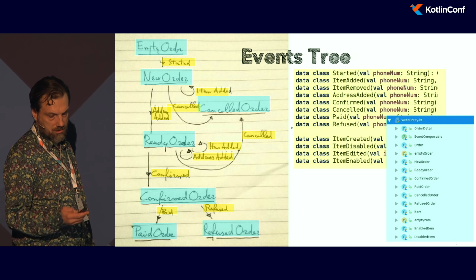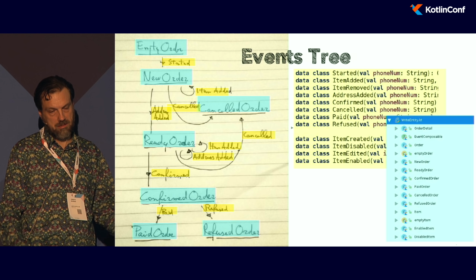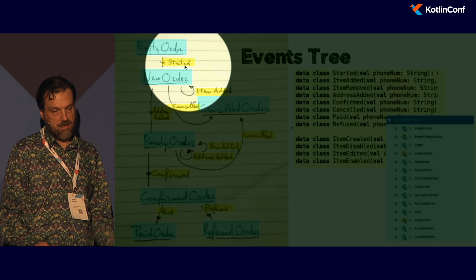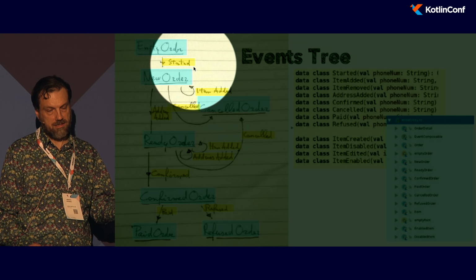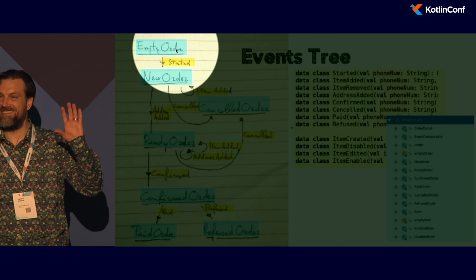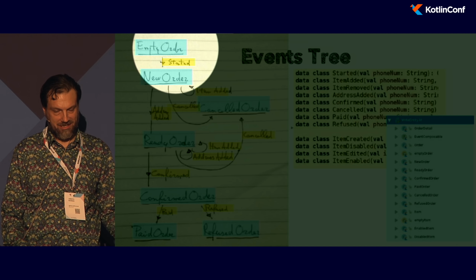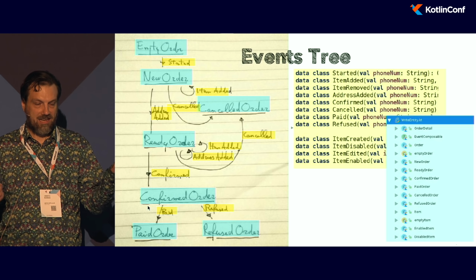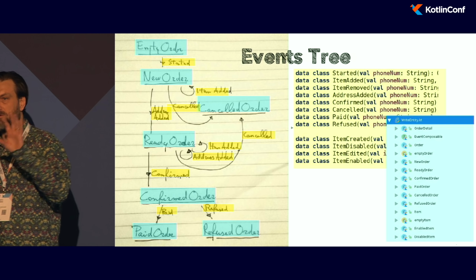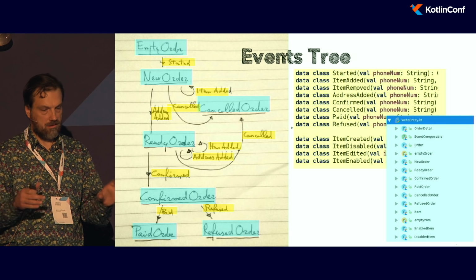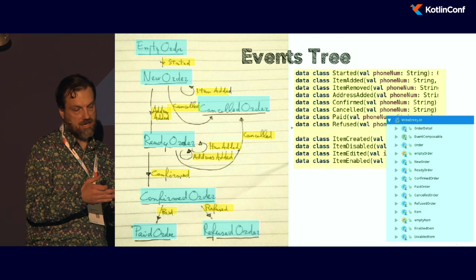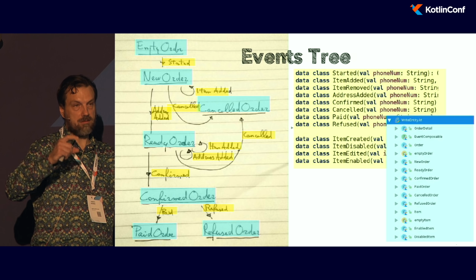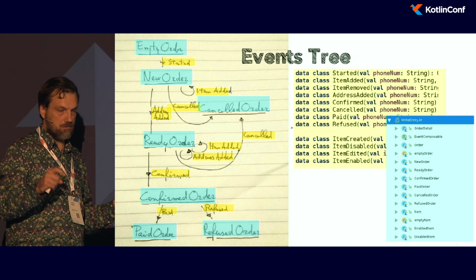So this is basically what I was talking about. The blue things are the states, and the yellow things are the events that happen. I'm sorry for my writing, but you can also see here the code and the paper. So you have a tree like this. You figure out the possible states of your system, and then you translate events in, so all the arrows are events, and all the states, the blue ones, are the sealed classes that we saw before.